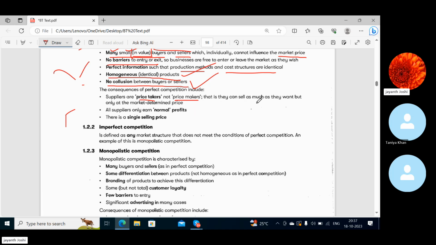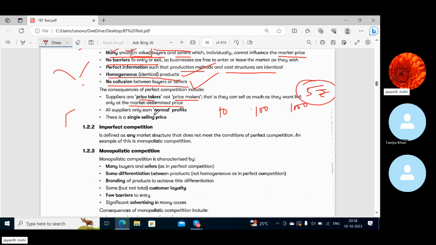That is, they can sell as much as they want, but only at the market-determined price. That means they can sell 10 units or 100 or 1000 or 10,000 or 1 million units at 5 rupees. That is the market-determined price. That means the price is fixed in the market. You sell any units, but the price will be that only. Okay.